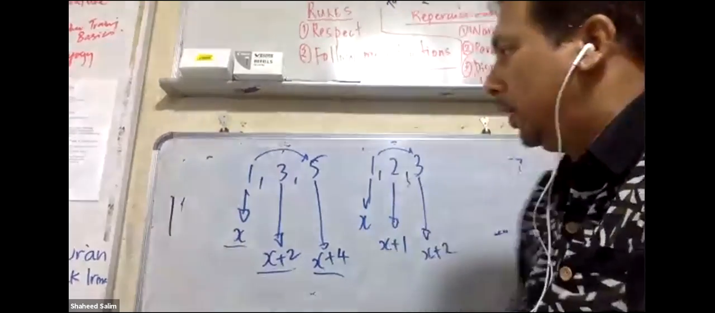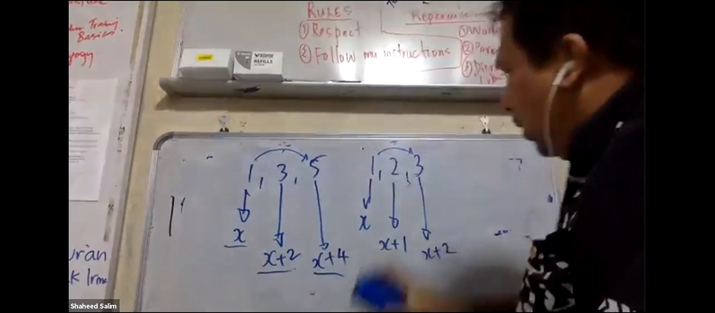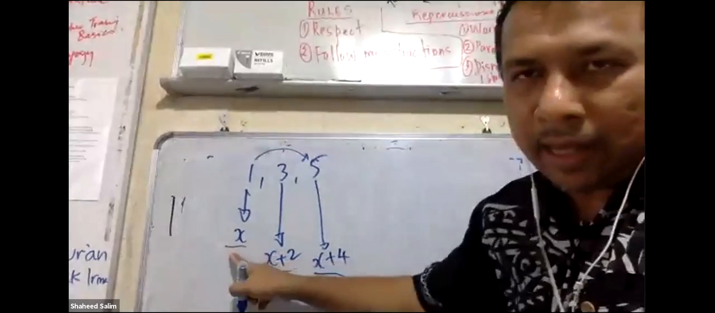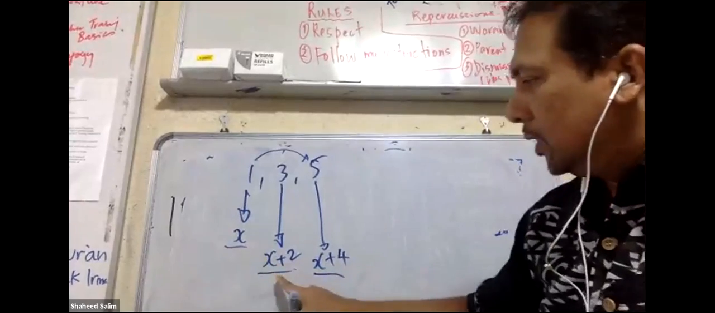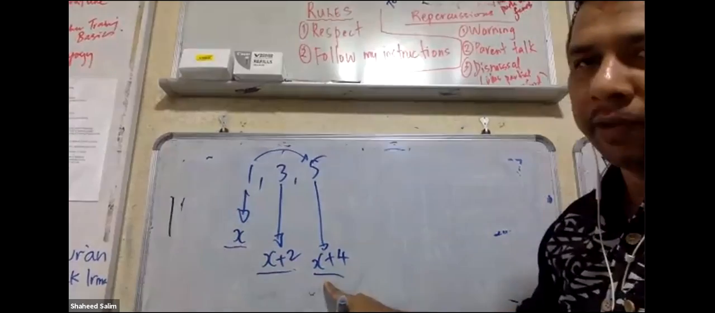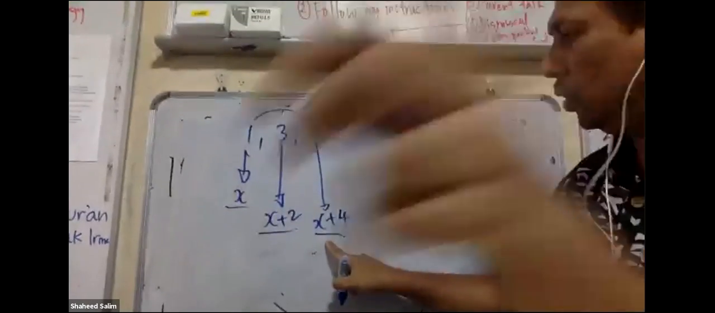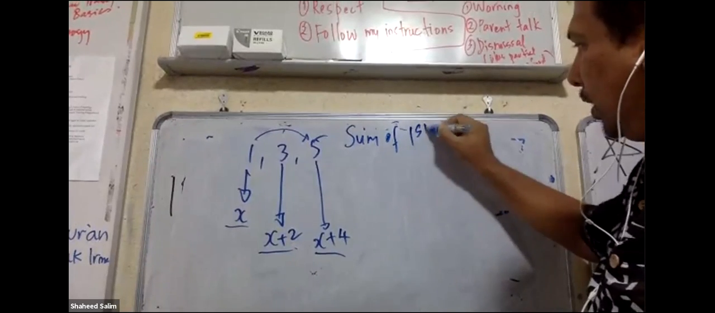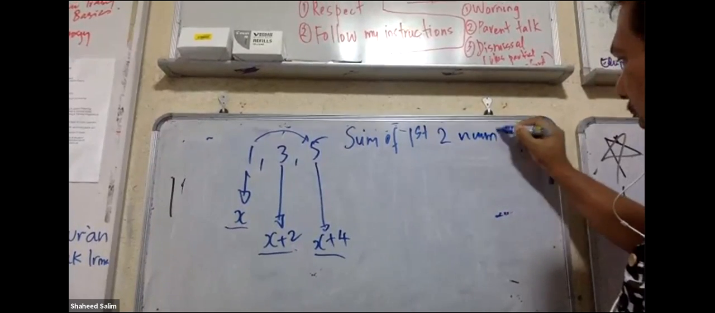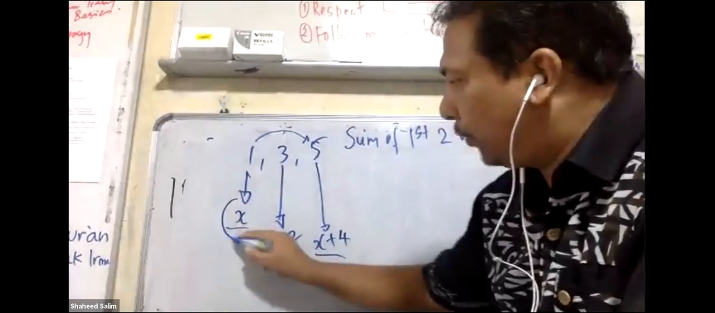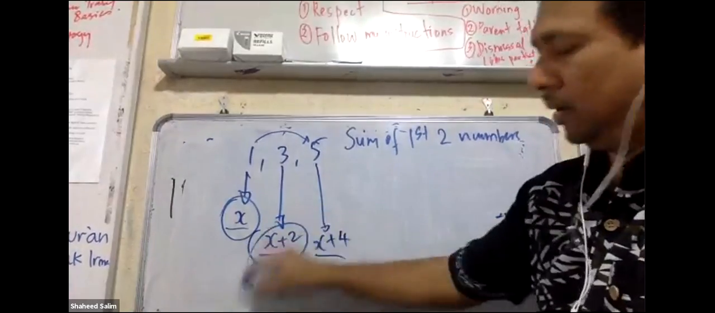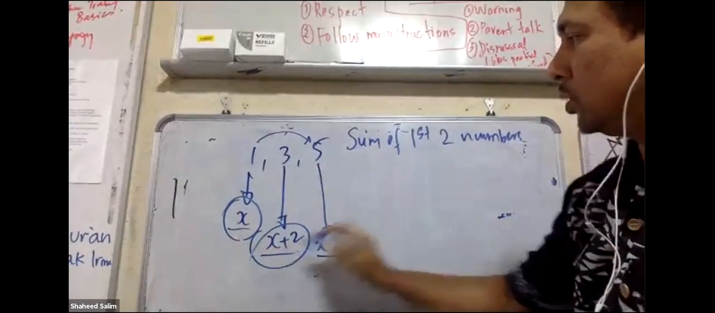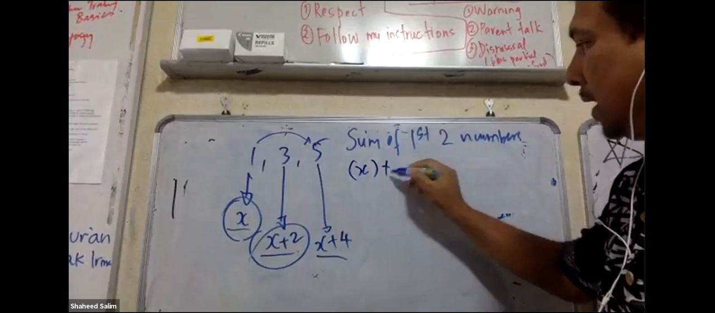So let us look down here. There are 3 numbers in the question. One is X, the other one is X plus 2, the other one is X plus 4. Okay? So the sentence says the sum of the first 2 numbers. This is the first number, this is the second number. So the sum of the first 2 numbers is X plus X plus 2.